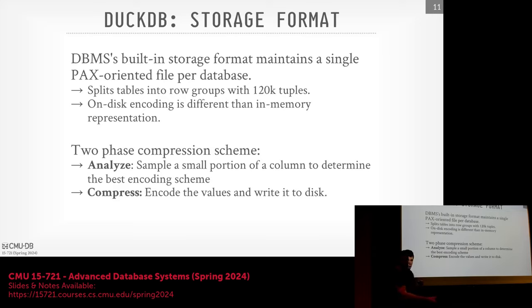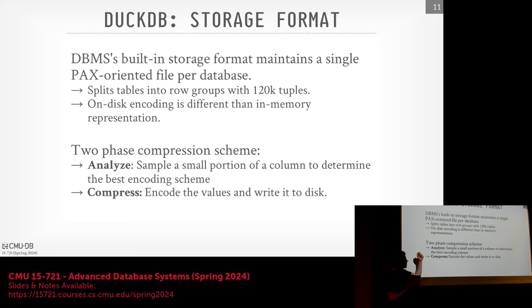Now when you do updates on it, just like in SQLite, they'll maintain a write-ahead log as a separate file. And temp data will get spilled to separate files as well. But the core database itself that you attach to is always going to be a single file. So no surprise, it's going to be PAX. Their row group is set to be 120,000 tuples.